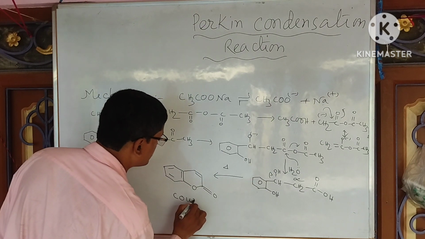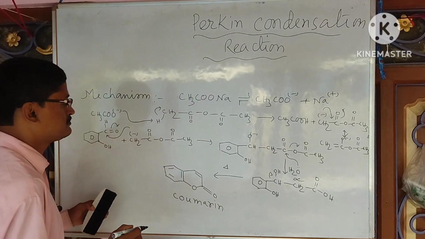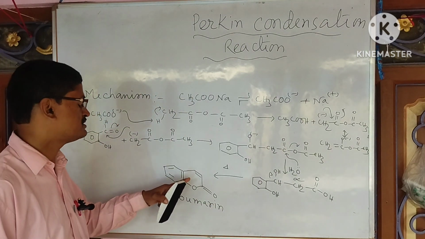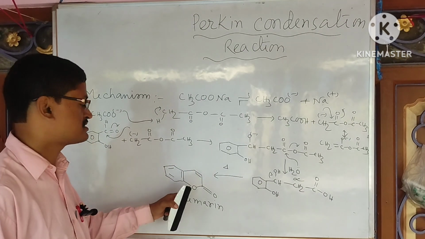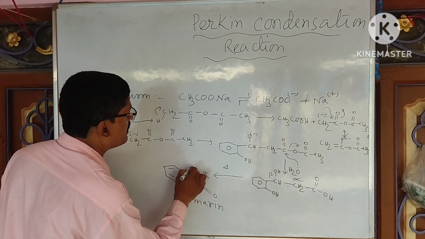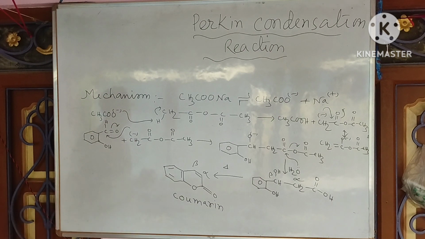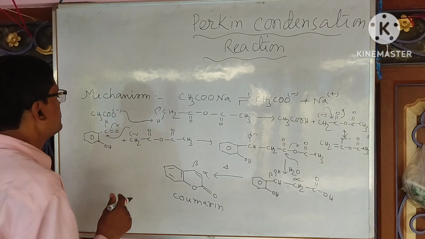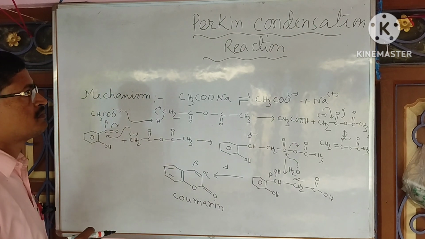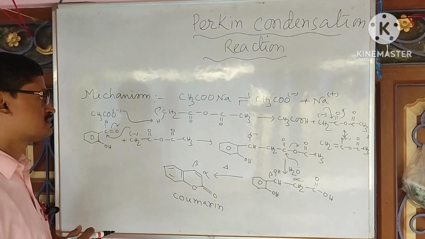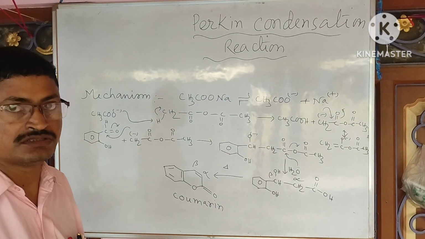This is coumarin. This can be treated as an alpha beta unsaturated cyclic ester. This is coumarin. Similarly, other aromatic aldehydes respond to this test, the Perkin condensation reaction. Today's discussion is up to this. Thanks to all.